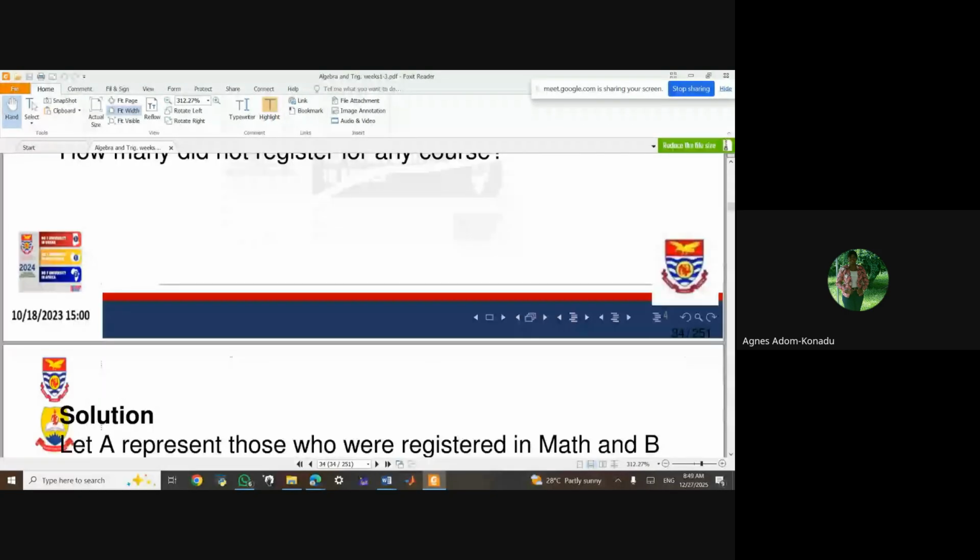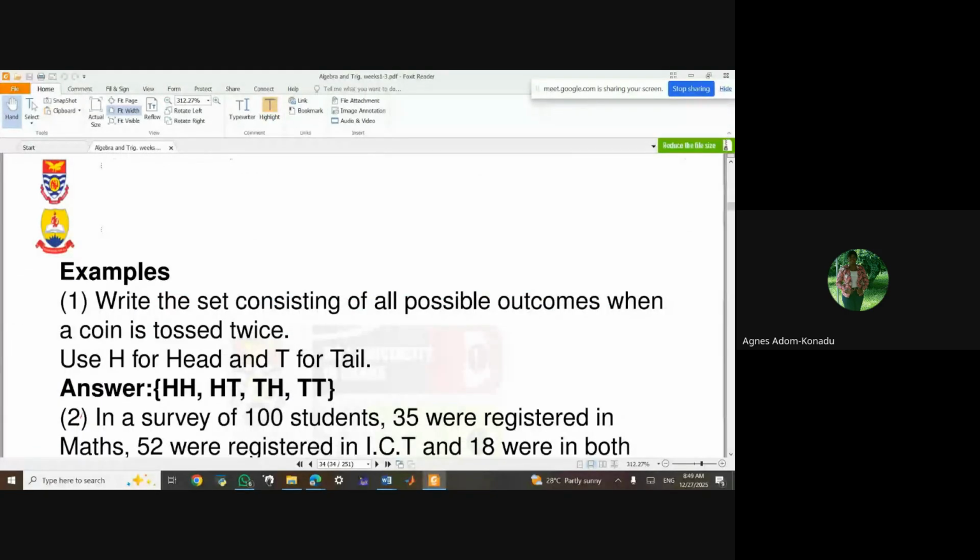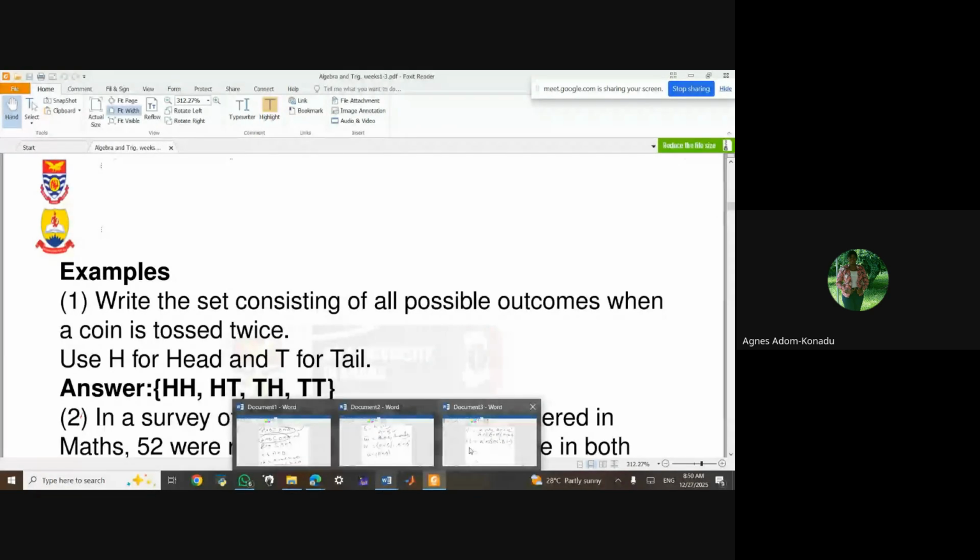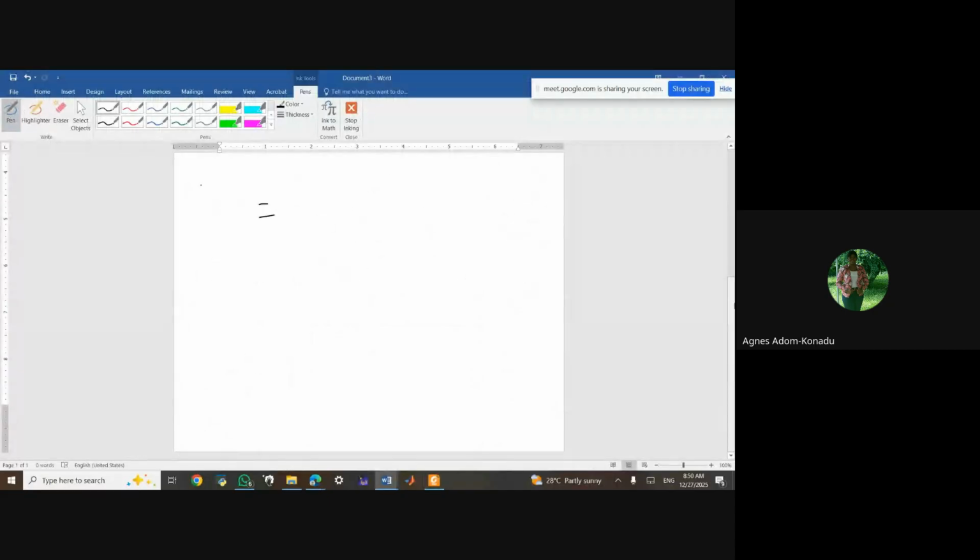I think I cannot skip this. Let me just try and solve this. It says, write the set consisting of all possible outcomes when a coin is tossed twice. Use head and tail. So we have a coin, then we toss it once, and then we toss it again. Okay, so we have a coin, we have head and tail, and then we have another head and tail.